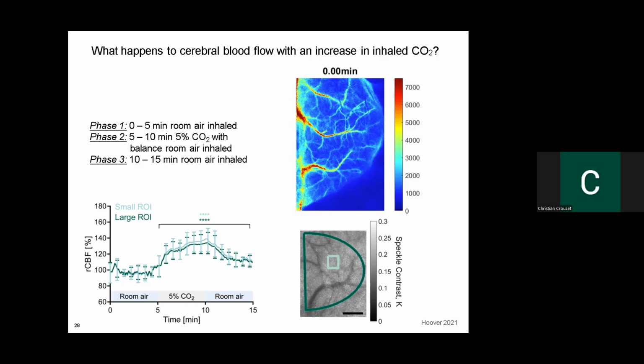So with that, we normalize. The question was, how is cerebral blood flow percentage calculated? Basically, we have our speckle flow index map, and over the entire baseline period, that first 5 minutes, that is our baseline SFI, and we normalize everything to that period. Each SFI value is normalized to the baseline SFI and then multiplied by 100 to get our relative blood flow value. Does that answer your question?